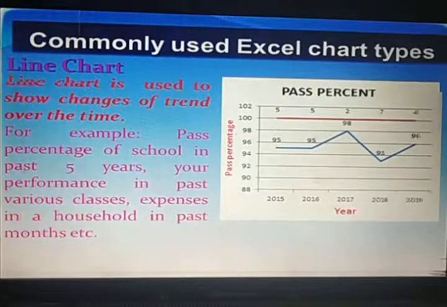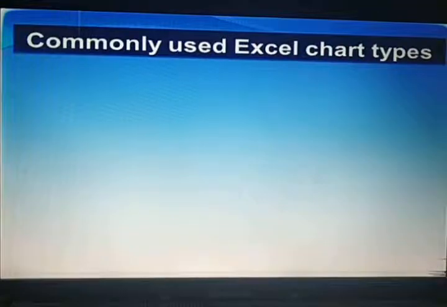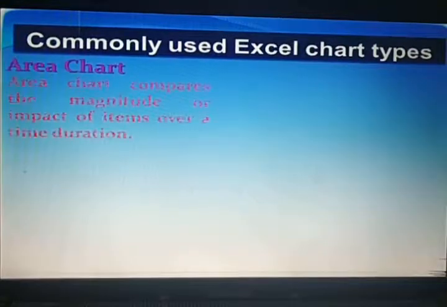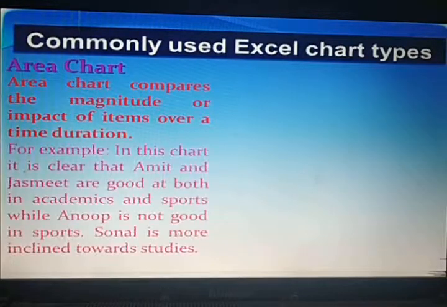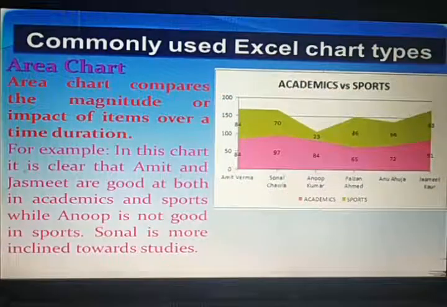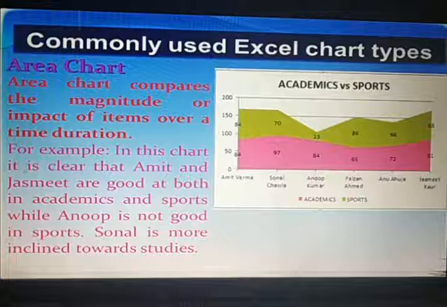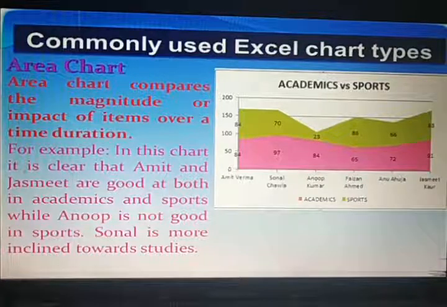The next one, area chart. An area chart compares the magnitude and impact of items over a time duration. For example, in this chart, it is clear that Amit and Jasmeet are good at both academics and sports, while Anup is not good in sports, and Sonal is more inclined towards studies.